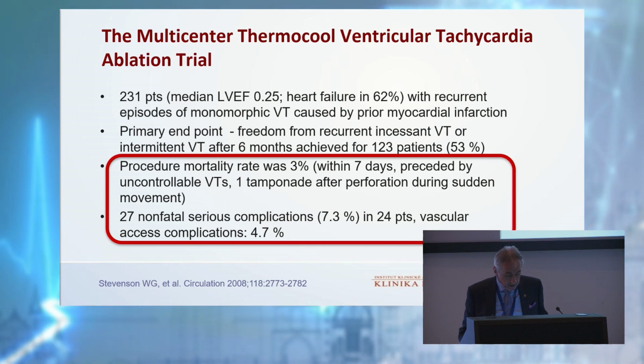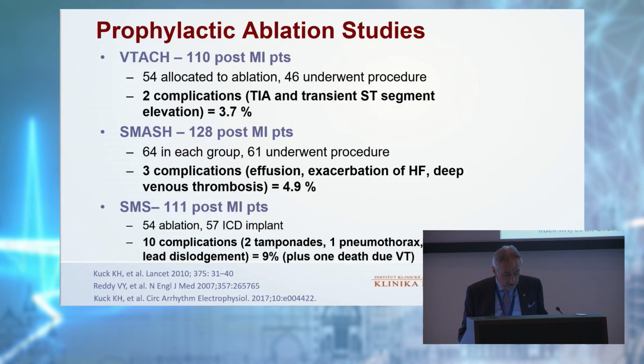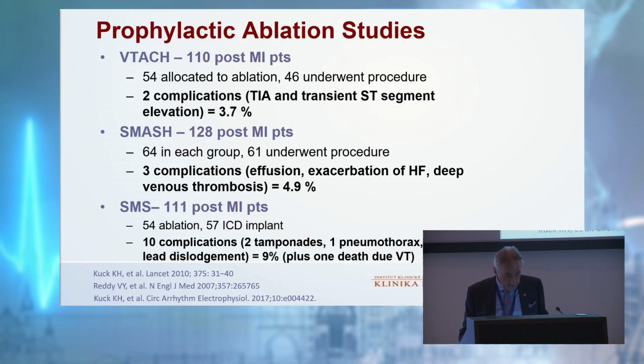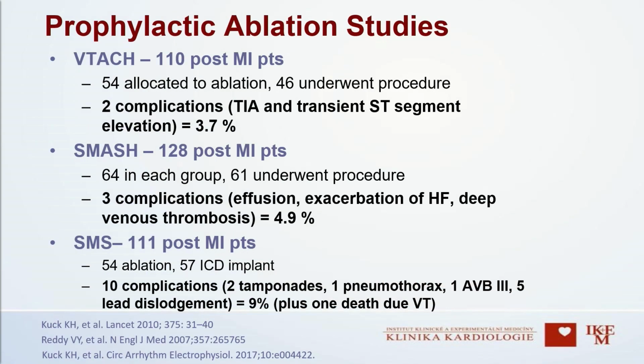But again, these serious complications were on the level of about 7%, and vascular complications again leading. Interestingly, if you look at prophylactic ablation studies, we have several, but these are three mainly quoted. It looks like the risk is lower, but if you look at the last one, which was published lately, the SMS study, it doesn't seem to be the case, because there were 9% of complications, and some of them quite serious, I would say, like tamponades.